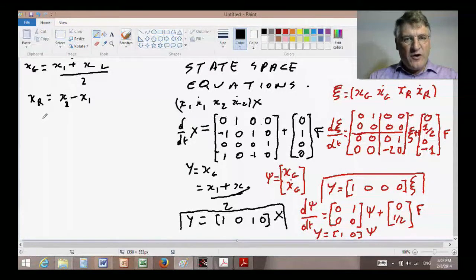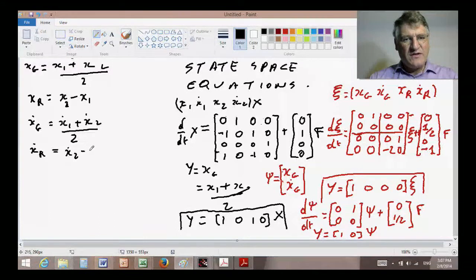I can therefore say that xg dot is equal to x1 dot plus x2 dot divided by 2, and that xr dot is equal to x2 dot minus x1 dot.